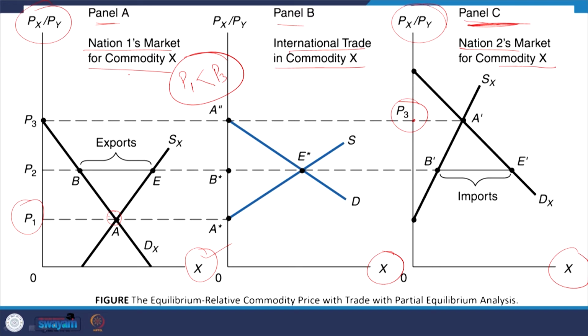When there is trade, what really happens? From this we can easily infer that the relative price of X is low, therefore country A will specialize in the production of commodity X, and in return the other commodity may be imported from the other country. So, commodity X is now produced and exported to country 2. After trade, the demand for X is rising because we are exporting; there is import demand from country 2. So, demand for X actually gets higher.